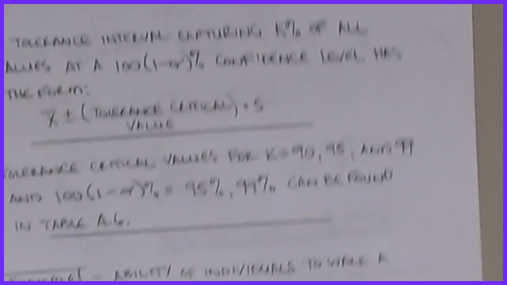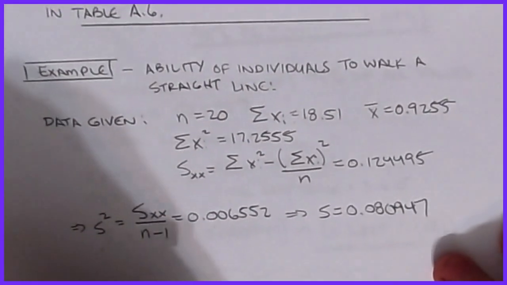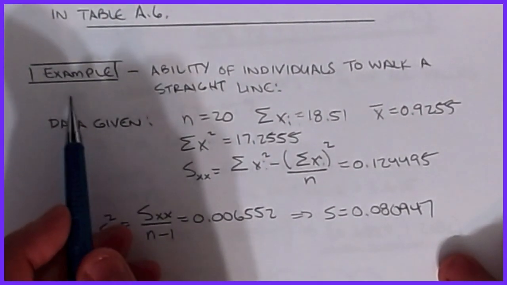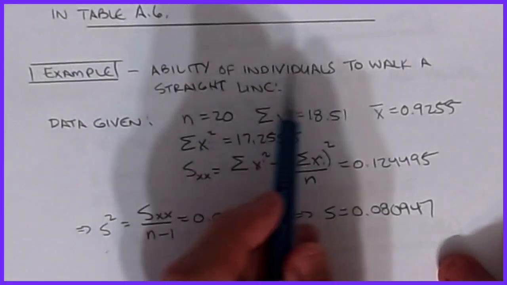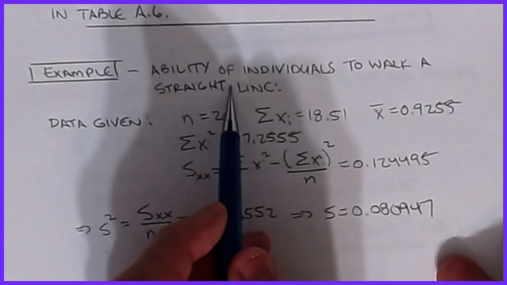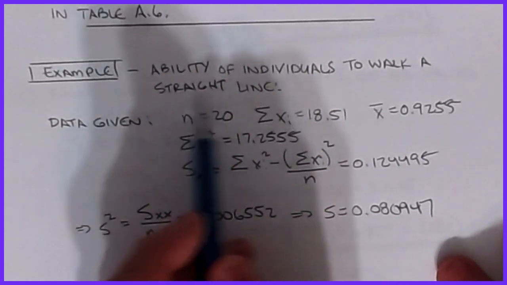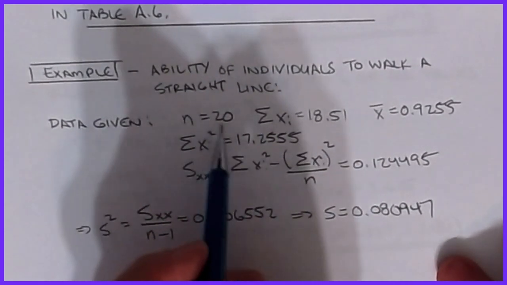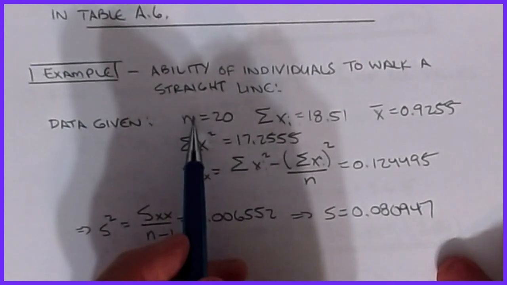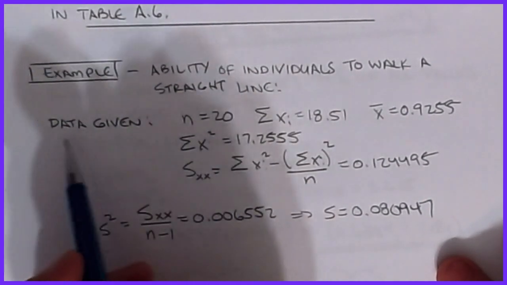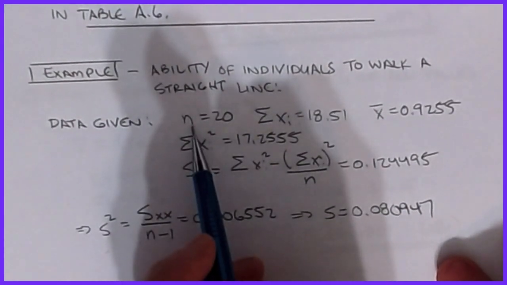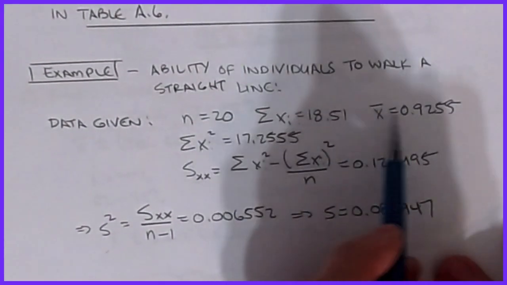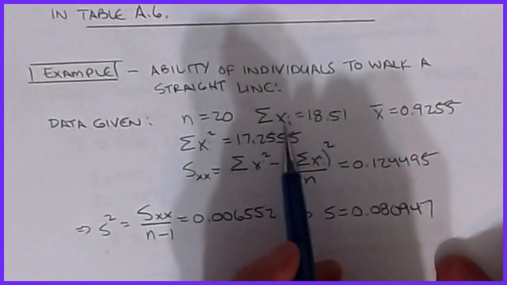Let's go through and try an example. We started this example in the last video so that I could show the confidence interval for small samples. To rehash, this is the ability of an individual to walk a straight line. As I said in the last video, I'm not sure how they're quantifying this. Personally, I can't walk a straight line anyway, so I would be one of the bad points in the data. But regardless, the data given: n is 20, and then we've done some summations in order to help us calculate some things.